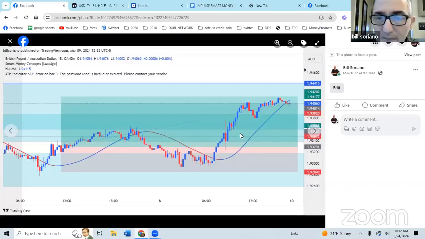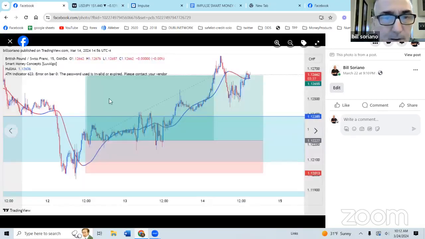Take the trade. This one was a little bit longer. We were in this trade a little bit longer. This one is GBP CHF, right? GBP CHF. Yes. Here's where it turns from bearish to bullish, and we're in that trade.